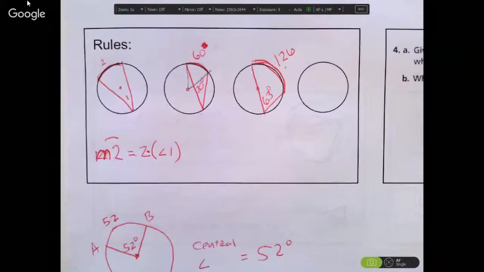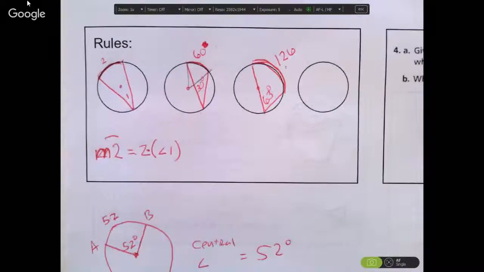I'm going to take some responsibility because I thought we had talked about the central angle, but I'm not sure I made it super clear.